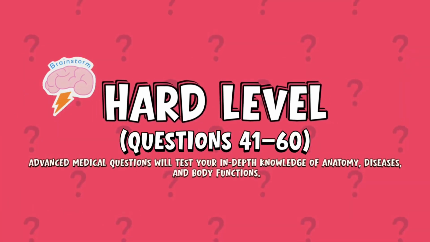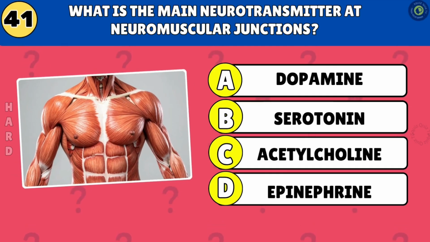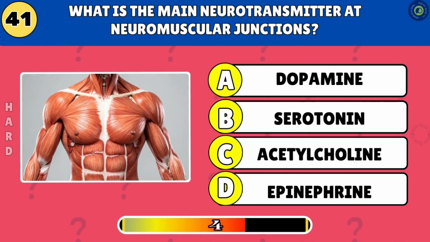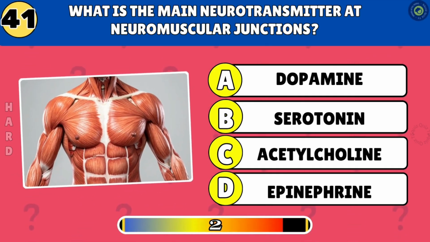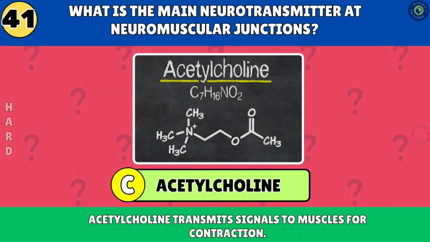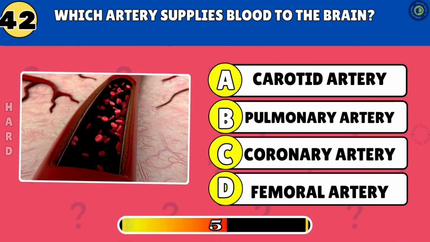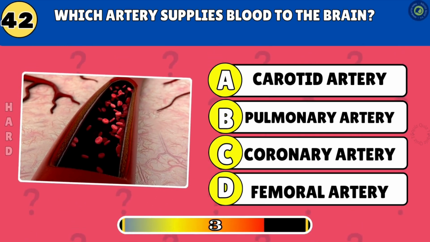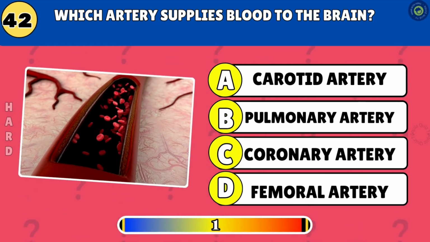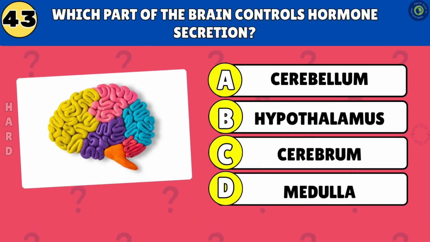Ready for the challenge? Hard level. What is the main neurotransmitter at neuromuscular junctions? Which artery supplies blood to the brain? Which part of the brain controls hormone secretion?